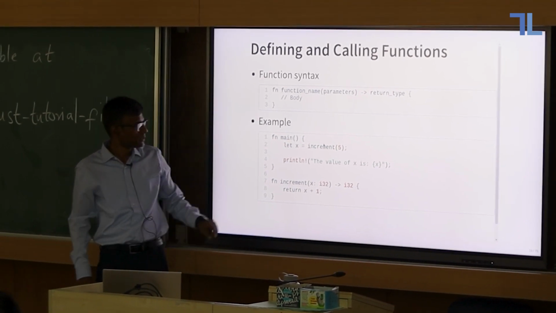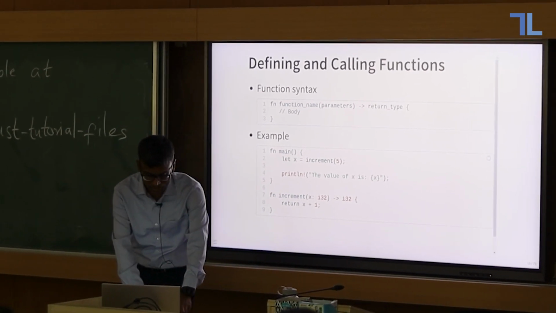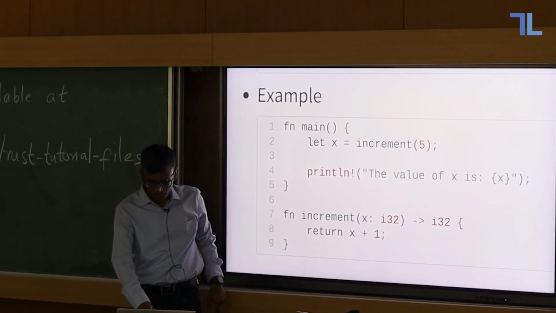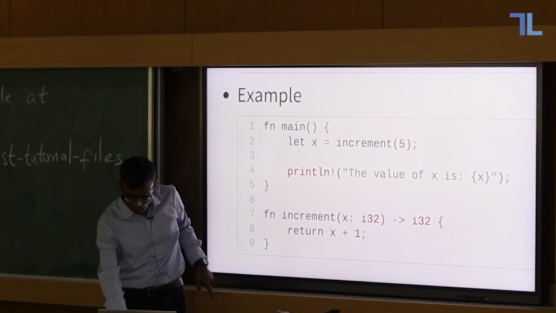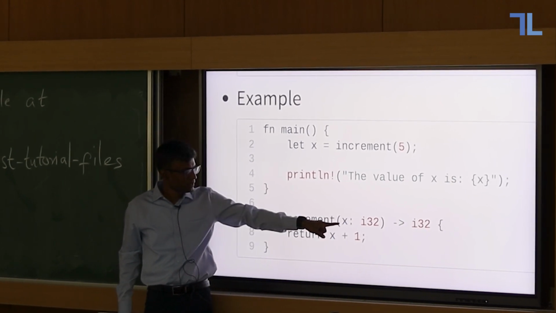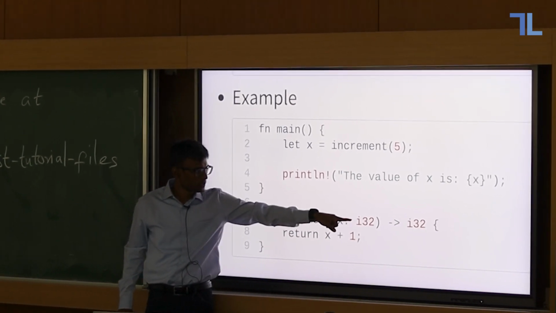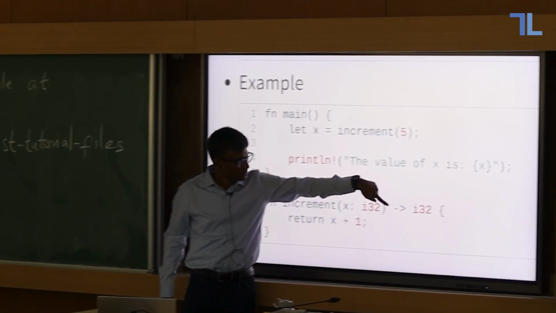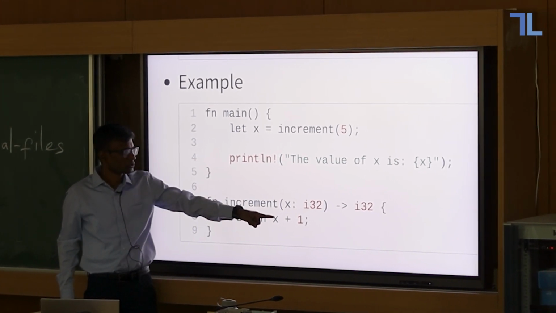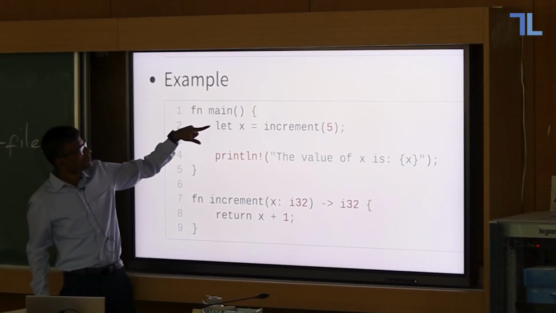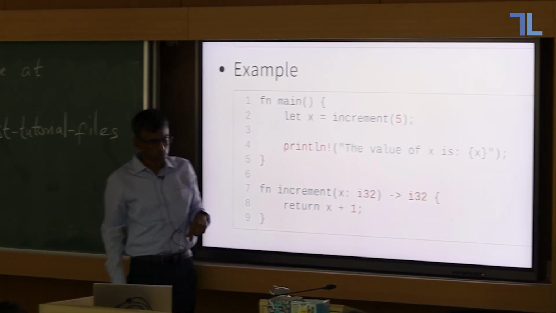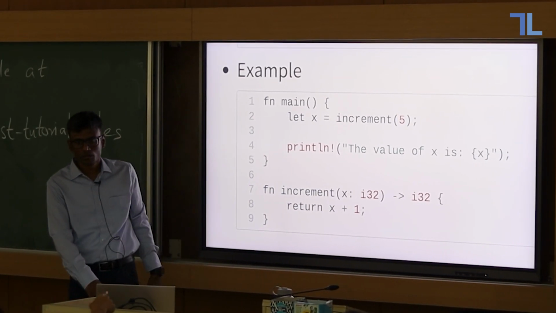If, for example, this function increment just increments the value of an integer. It's a signed integer. We are specifying the name of the function is increment, then I have a variable name, and then colon and the type of the variable, and then I have the arrow, and the return is also a signed integer of 32 bits. Then I am saying return x plus 1 and the semicolon here. So when I say let x equals increment 5, the value of x will become 6, and then I print that value.